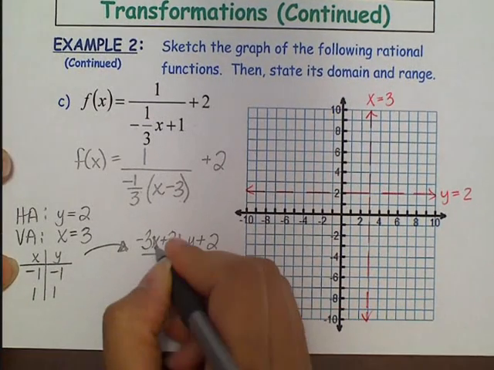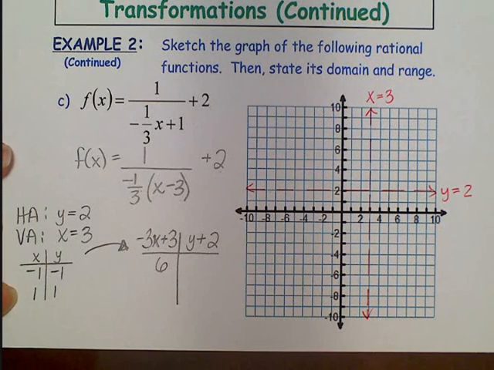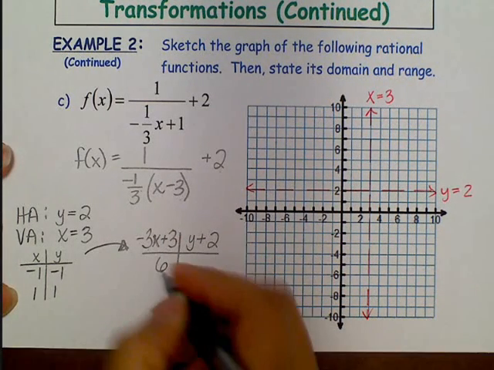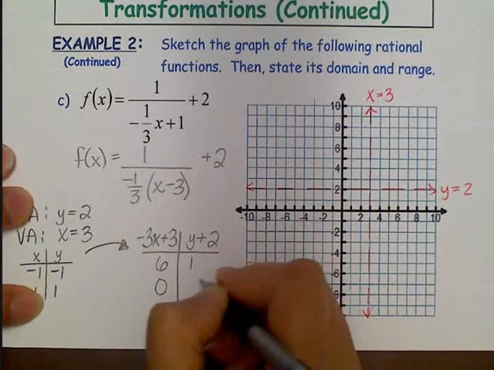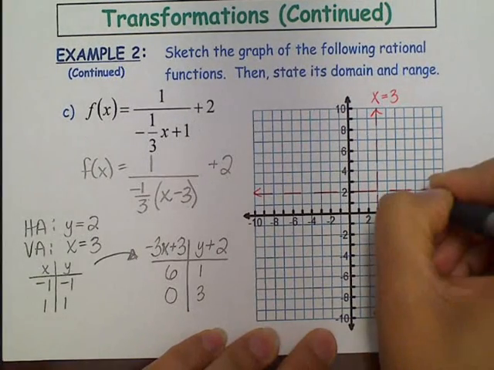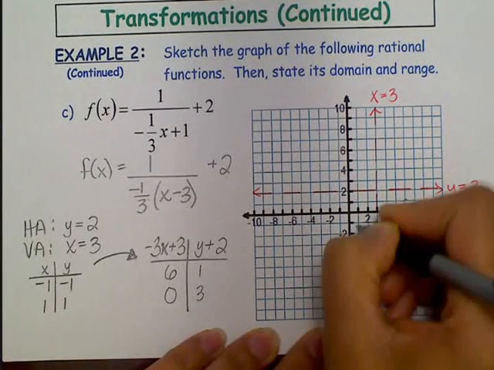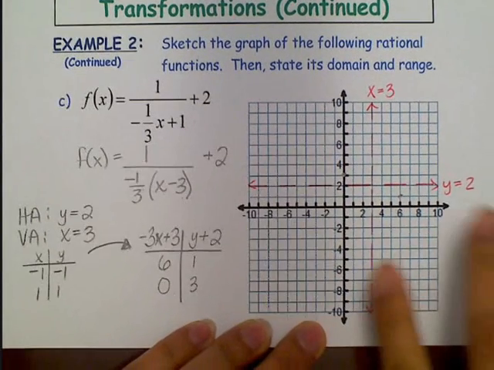And then I can find my points. So -3 times -1 is 3, plus 3 is 6. -3 times 1 is -3, plus 3 is 0. -1 plus 2 is 1, 1 plus 2 is 3. So now I have a point at 6 and 1. And I have a point at 0 and 3.